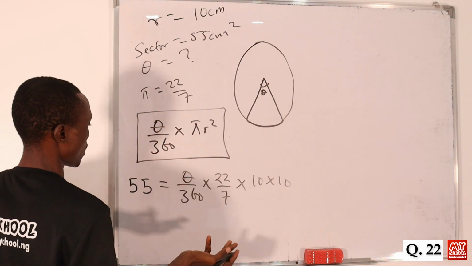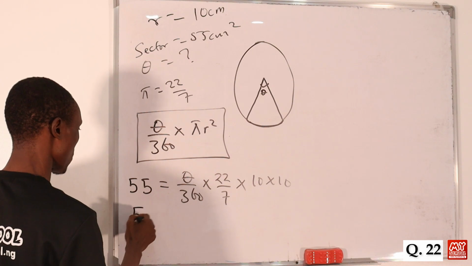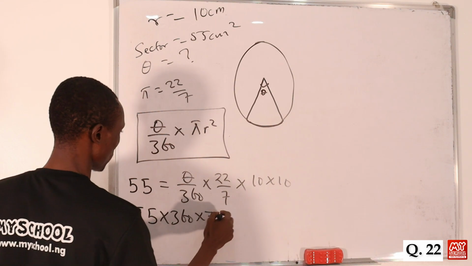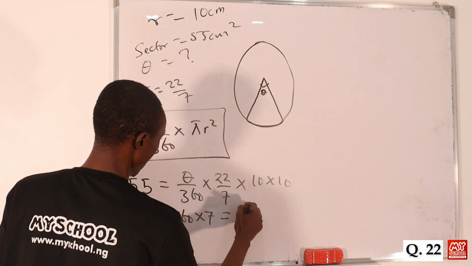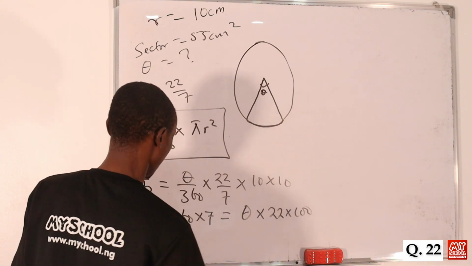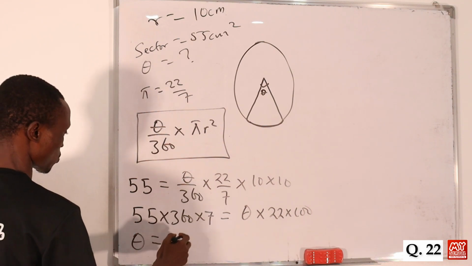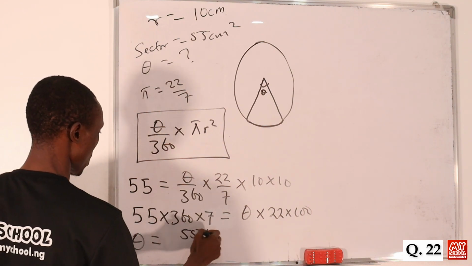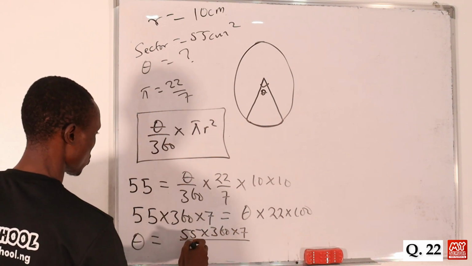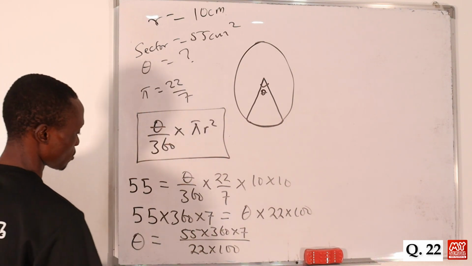So we can just collect like terms since we are calculating for theta. If we do that, we'll be having 55 times 360 times 7 is equals to theta times 22 times 100, okay? So since we are looking for theta, let's make it the subject of the formula, so that theta is equals to 55 times 360 times 7 divided by 22 times 100, okay? So let's divide.